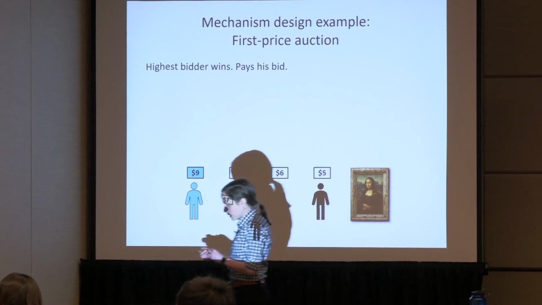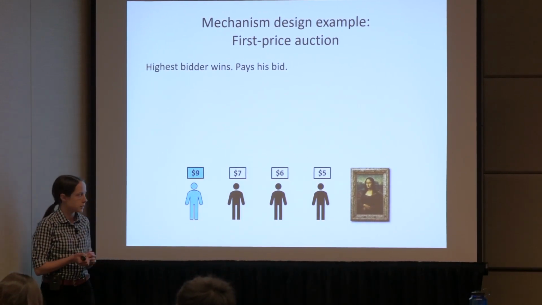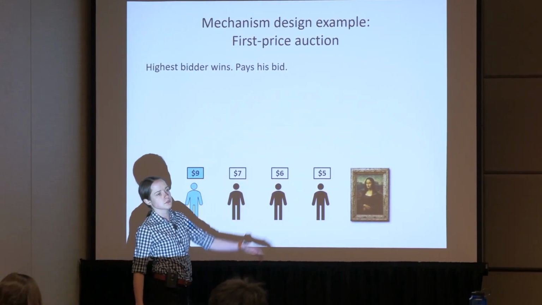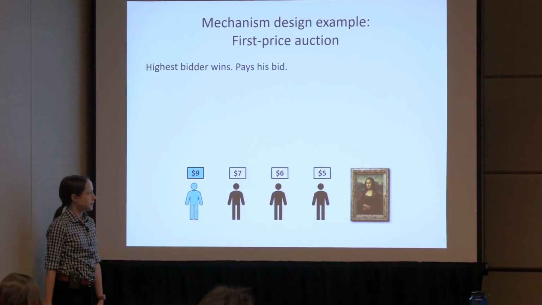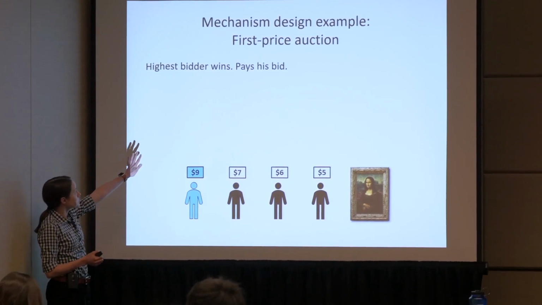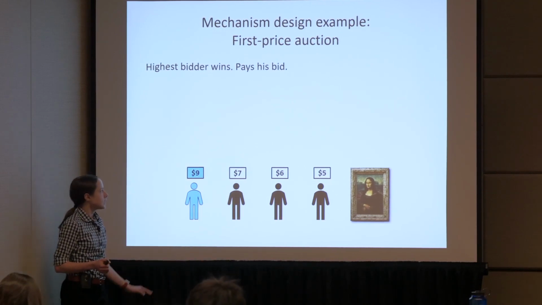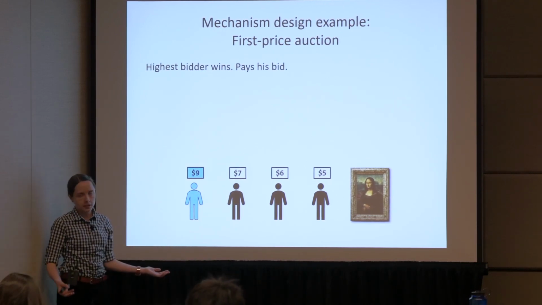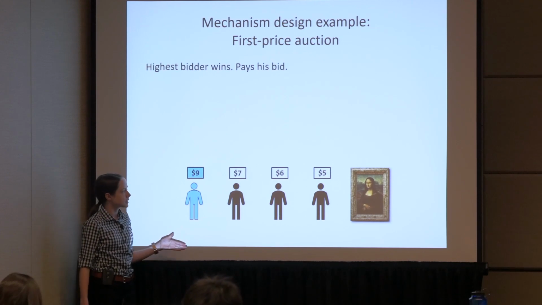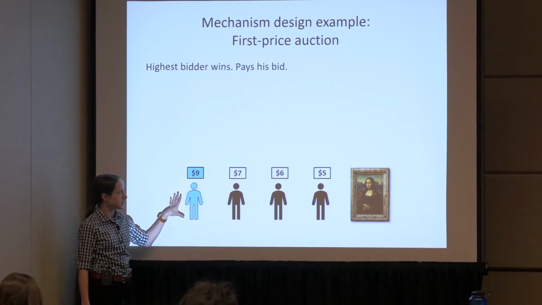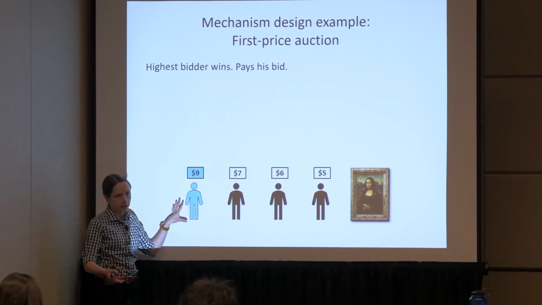Another very classic mechanism is the first price auction. So let's say that we have one item for sale, this painting. In a first price auction, the bidders all submit bids for the item, and the highest bidder wins, and they pay their bid. So for example, in this setting, the blue bidder here is going to win, and they're going to pay their bid of $9.